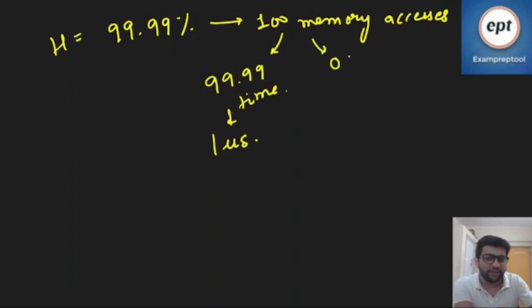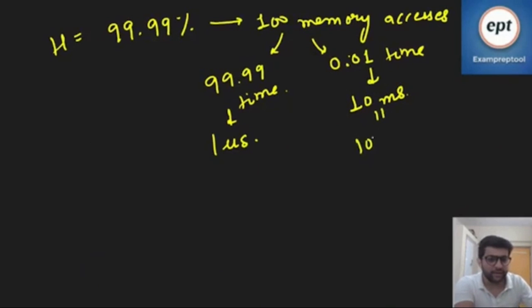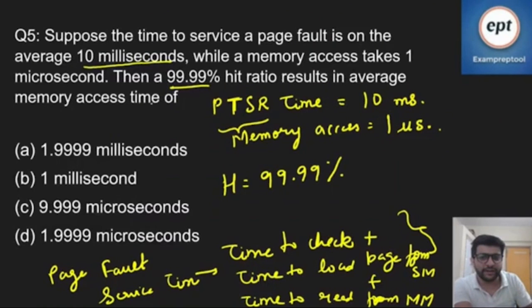And for the remaining 0.01 times, it took around 10 milliseconds, right? If we convert this to microseconds, then 10 into 10 cube microseconds, which is equal to 10 power 4 microseconds. Now we have been asked what is the average memory access time?